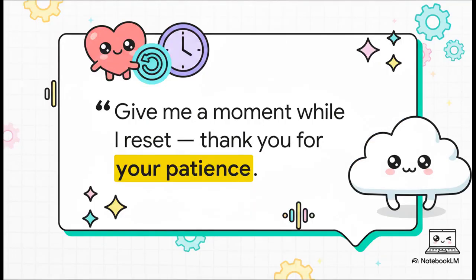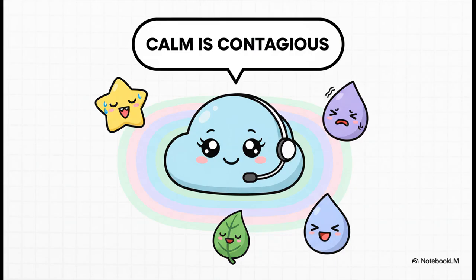This is it. This is your phrase. Give me a moment while I reset. Thank you for your patience. It's calm, it's direct, and notice, it's not an apology. You're thanking them for their patience, which frames the situation in a much more positive and controlled way. And right after you say that line, silence is perfectly acceptable. You don't need to fill the air while you're troubleshooting. A quiet, calm response shows everyone that you've got it under control.